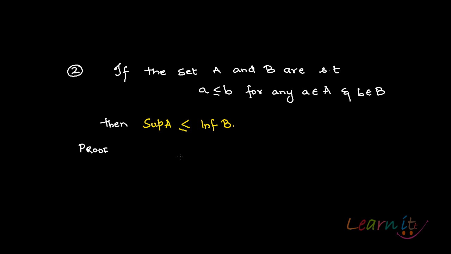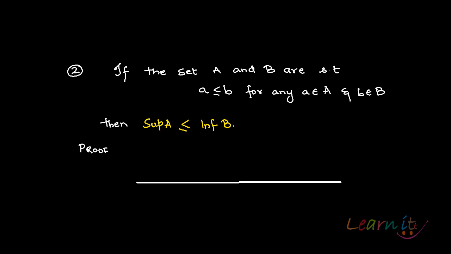Okay, another property for supremum and infimum says that in case you have two sets A and B, which are such that all elements of A are less than or equal to all elements of B, then in that case, supremum of A will always be less than or equal to infimum of B. So what are the sets that we are talking about? What type of sets are we talking about? Let us try to look at it.